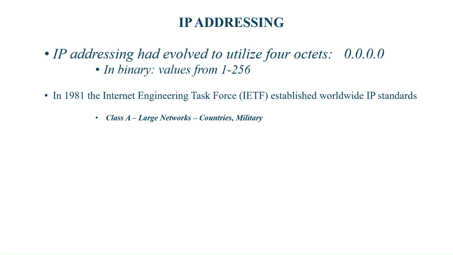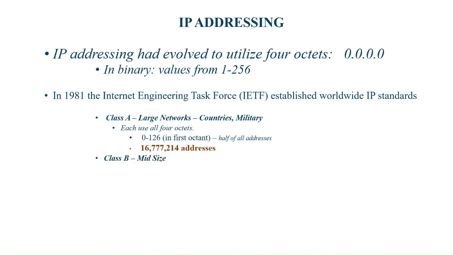Now, the first thing they realized is there'd be a bunch of large networks that countries needed and militaries needed and that kind of thing. And so they allocated about half of these addresses, from 0 to 126, to be these large networks. And that allows for 16 million plus addresses that could be allocated to these very large networks.